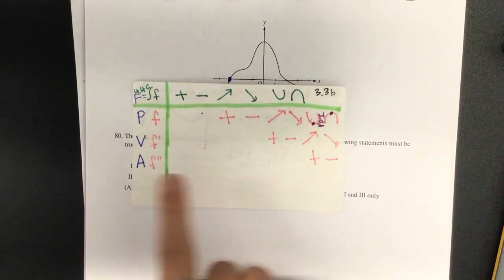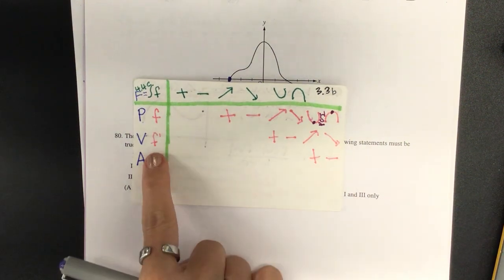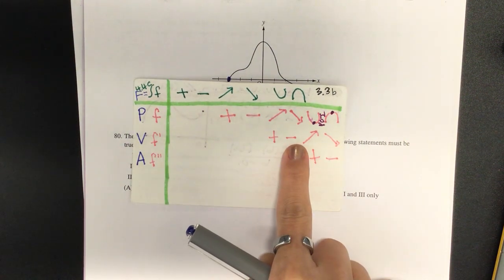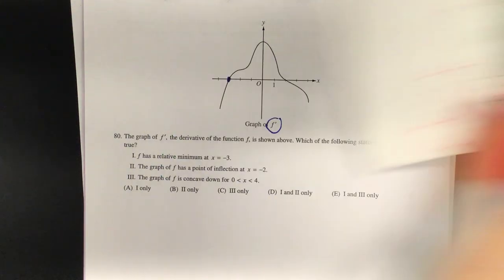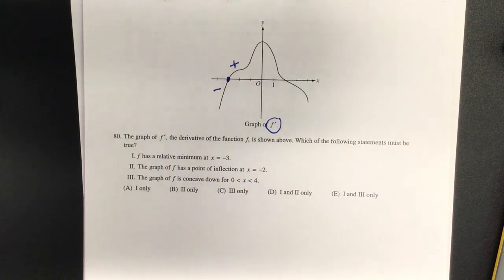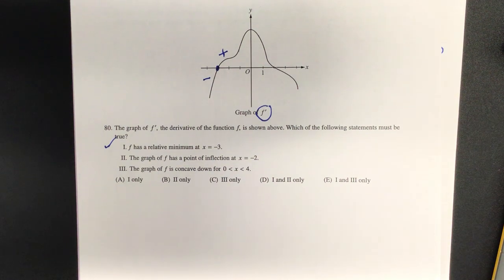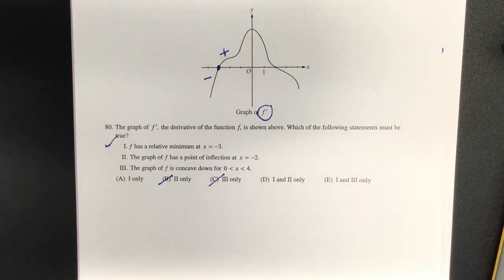There is a relative minimum, or I'm going to start with maximum. There is a relative maximum when f prime is going from positive to negative. So that means there's a minimum when I'm going from what? Negative to positive. Let's see if that's true. Negative to positive. Is that true? So we know 1 is true. So just by that, I can eliminate B and C. Is everyone good with that? Yes. Okay.